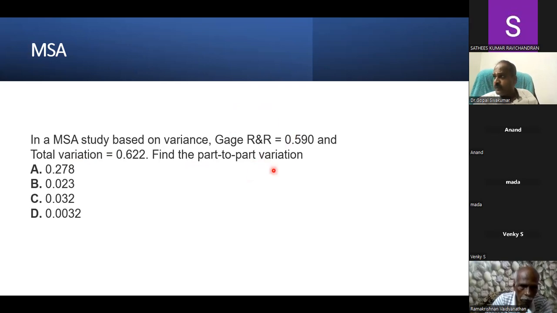Now how will you find out part-to-part variation? Tell me the formula. Total variation minus gauge R&R. You have to do a small subtraction. The difference between the two will be the answer. All of you are with me on this question?